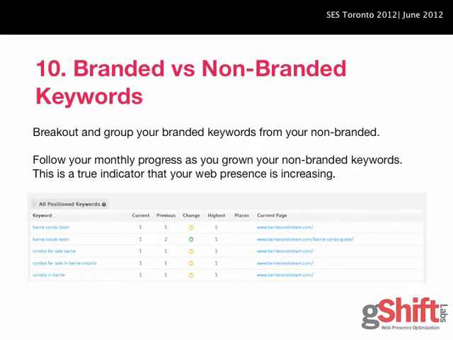I love this one. This is the 10th but not final. Branded versus non-branded. You need to segregate out your branded terms from your non-branded terms and understand your organic search visibility on non-branded keywords. It's a true indicator that your web presence is increasing when you're seeing your non-branded keyword phrases get higher rankings in Google. So really pay attention to that difference when you're looking at your reporting.